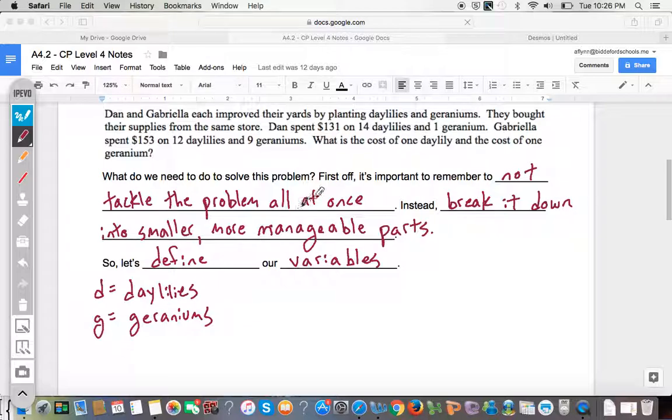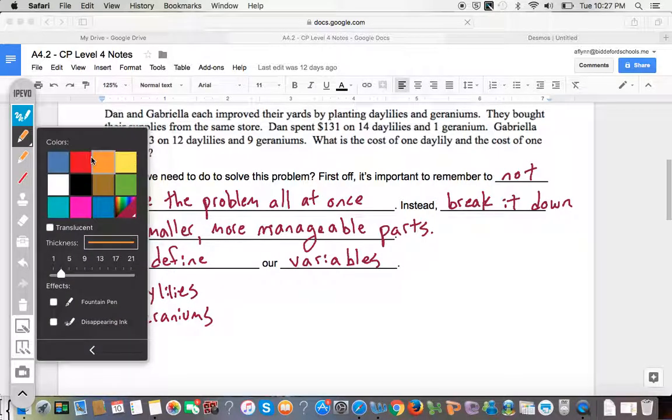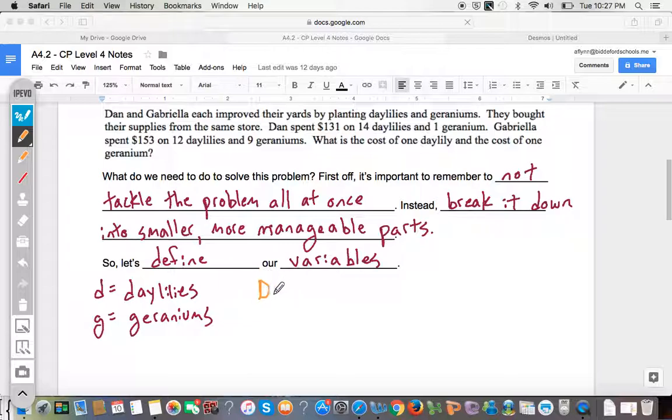Okay, so let's make an equation for Dan up here. Okay, so let me change color. So we know when Dan bought 14 daylilies and 1 geranium, the total cost was $131. So I'll write that right here. Equals 131. Okay, so the number of daylilies plus the number of geraniums cost $131. Okay, but this won't be my equation right here. Okay, we need to scale both our variables.